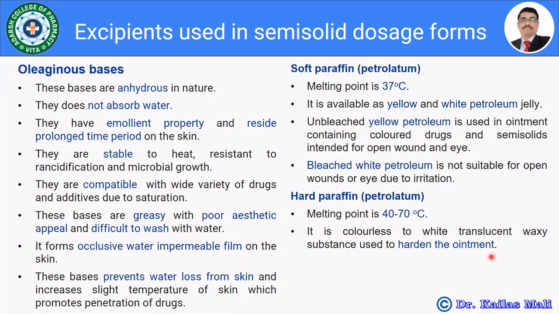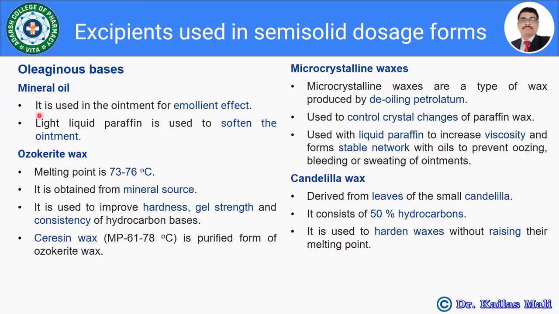So the hard paraffin, that is again petrolatum, is used to increase the stiffness or the hardness of the ointment. Similarly, mineral oil is used in an ointment for the emollient effect. That is, light liquid paraffin is used to soften the ointment, isn't it? And hard paraffin is used for the hardening of the semi-solid formulations, that is ointment.